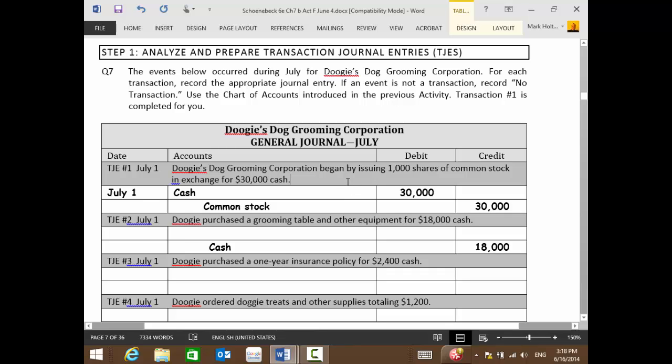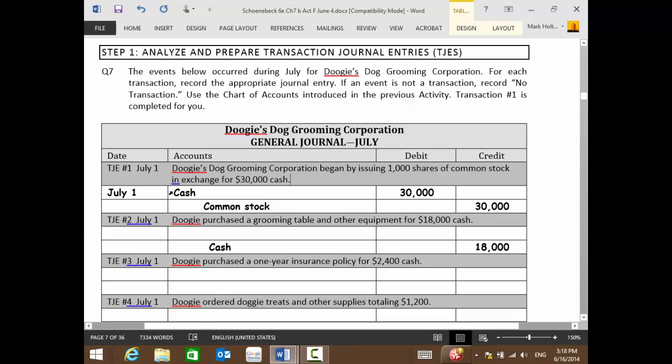Let me show you an example of a journal entry, and this is actually a formal style that almost all accountants use. We have the same transactions again, but how would you record them in a journal? Doogie's Dog Grooming Corporation began by issuing 1,000 shares of common stock in exchange for $30,000 cash. So first thing to do is to say what happened to cash. We got $30,000 cash. Cash is an asset account, which is a debit account. So to increase it, what are you going to do to it? You're going to debit it for $30,000.